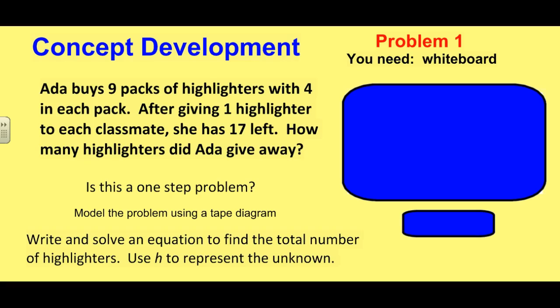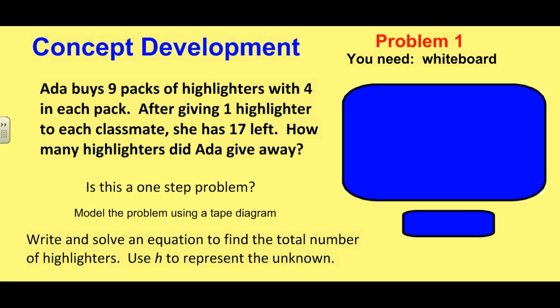Okay, so I want you to ask yourself, is this a one-step problem? Is it going to take us one step to figure out the answer? The correct answer is no. This is going to take more than one step to help us figure out the answer. We're going to be using a tape diagram to model this problem. But first we need to write and solve an equation to find the total number of highlighters. And we're going to use H to represent that.